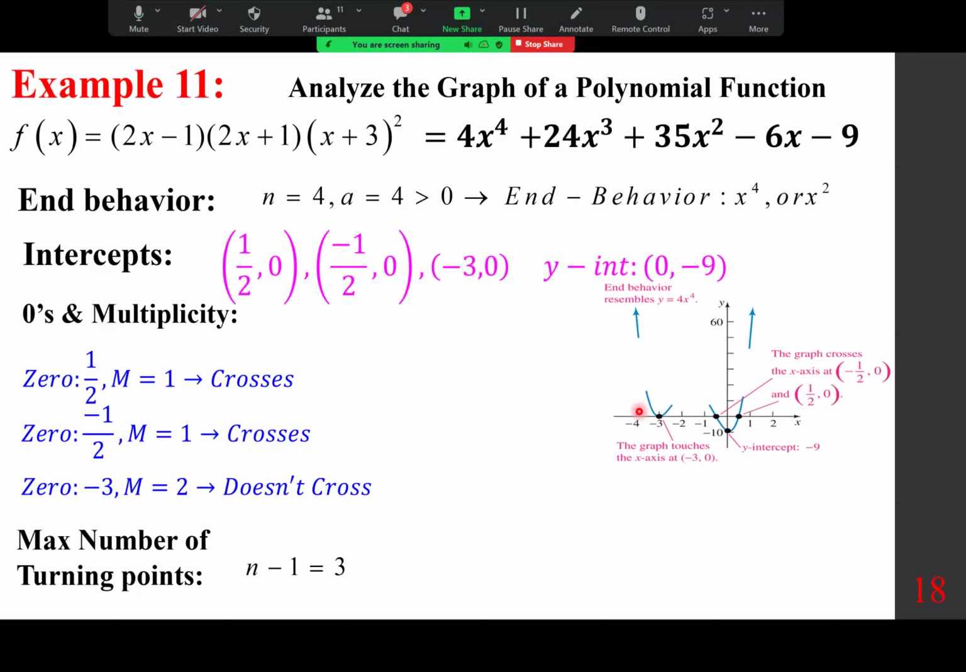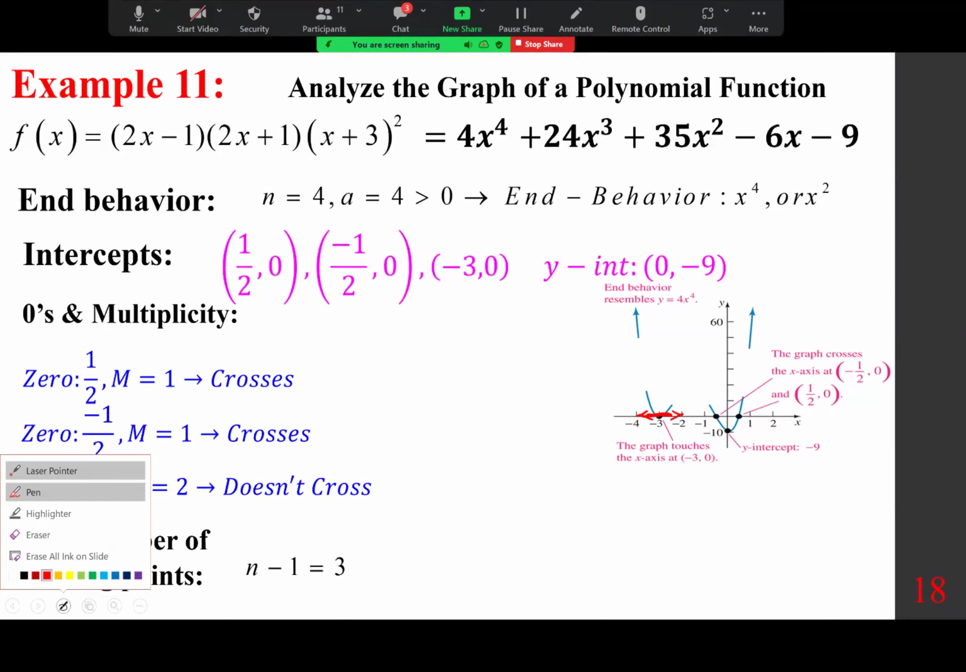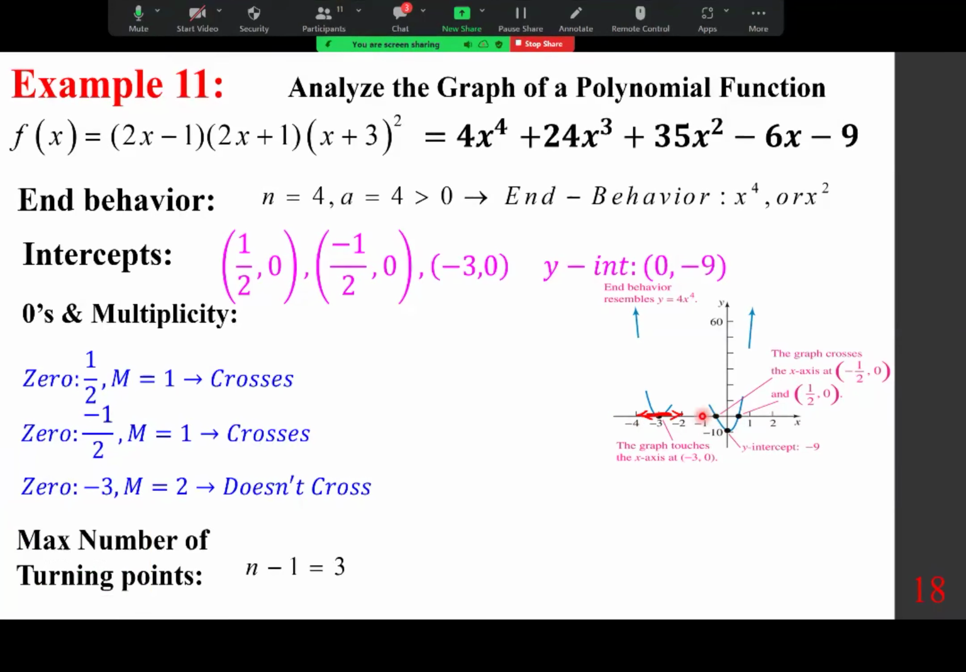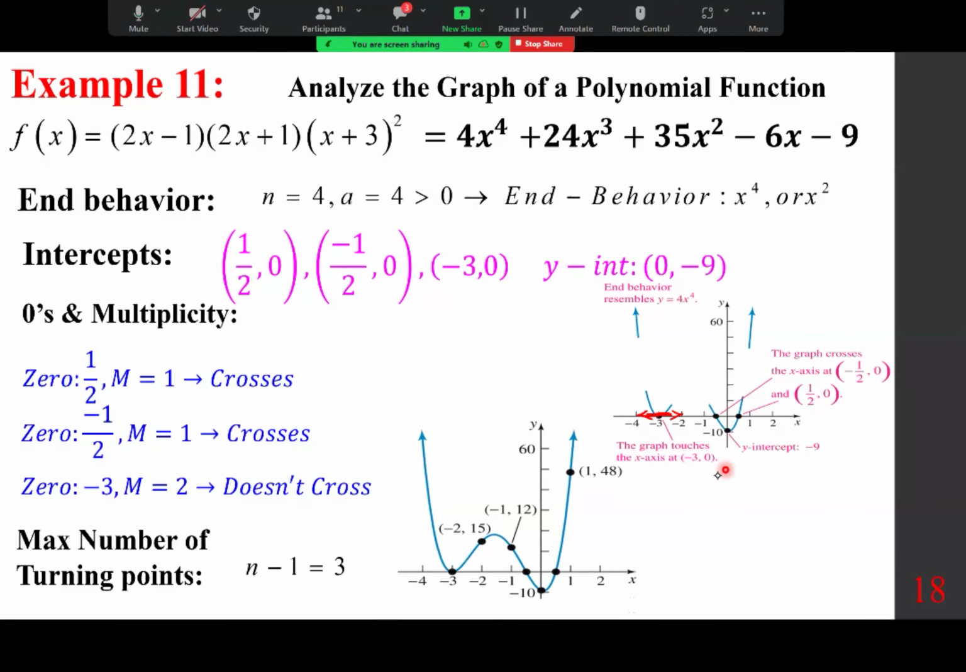And at negative 3, notice that it's not going to cross. That's why I like to put this arrow that we use in calculus. And it shows that it crosses it. Okay, the graph crosses at this point, and this is the y-intercept. It doesn't cross here. Okay, the graph touches the x-axis at that point. Putting them all together, the graph will look like this. So you should have a rough sketch as to how the graph looks.